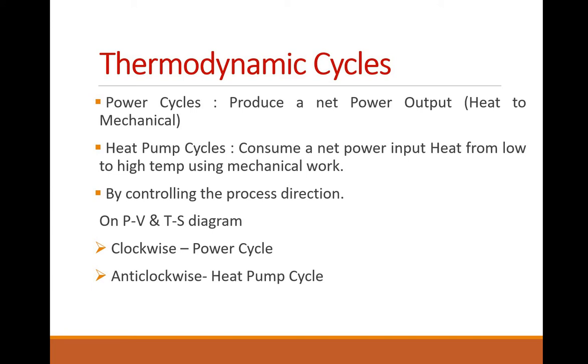So how are these two cycles distinguished? Basically, when we draw a PV and TS diagram, PV stands for the pressure versus volume diagram and TS stands for the temperature versus entropy diagram. We'll see it in the next slides. When you draw those parameters onto the graph, you can find out that the thermodynamic cycle is basically a closed loop cycle. When we analyze these power cycles and heat pump cycles, we can easily make out that power cycles follow the clockwise direction, whereas the heat pump cycle follows the anti-clockwise direction.